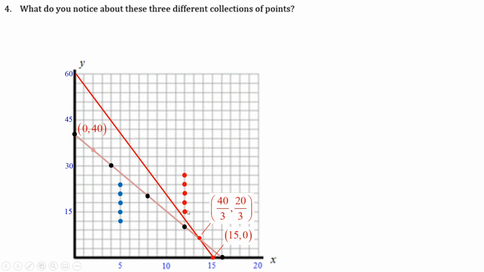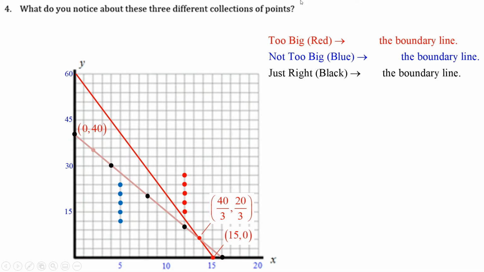Okay, remember, my red ordered pairs, too big. My blue ordered pairs are fine, and they're below, so they're below the cost. And then my black ordered pairs are just right. So let's see how we write. Too big, red. Okay, and those points are all above the boundary line. Not too big, in blue. And those points are all below the boundary line. And just right, black. And those black points are on the boundary line.